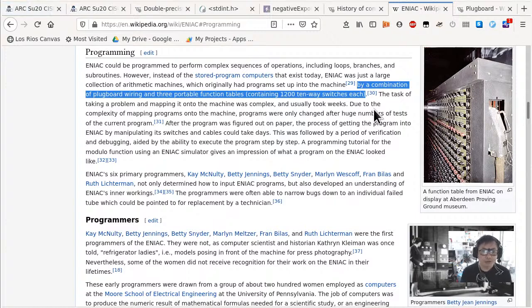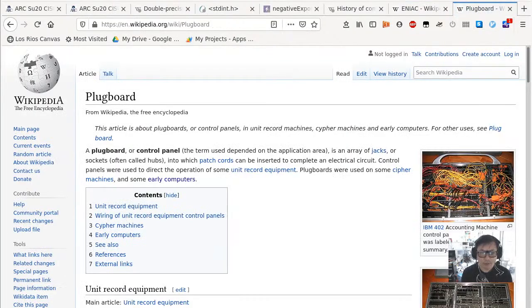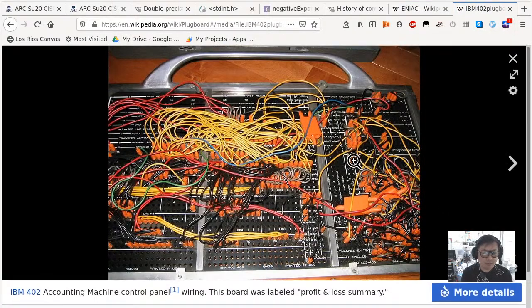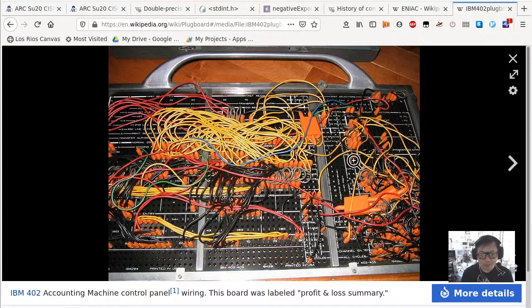Okay, so now the question is, what exactly is a plugboard? Is that a programming language? The answer is no. A plugboard is not a programming language. It is a physical device. So if I take a close look at a plugboard, that's what a plugboard is.